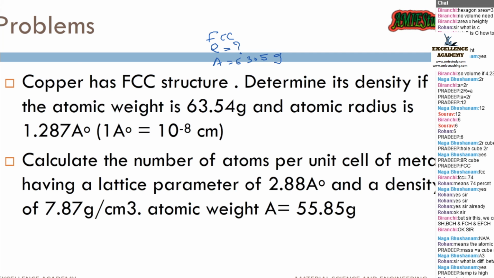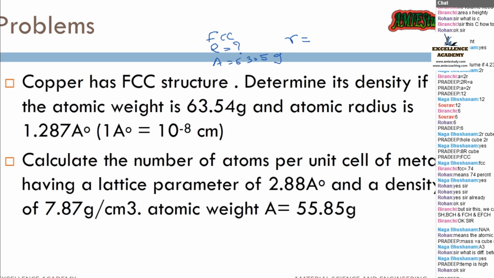Atomic radius. How will you represent atomic radius? Notation R. R equals 1.287 angstrom. So this angstrom and this gram, are they under the same unit? No. We have to convert this angstrom into the CGS system. So 1 angstrom is equal to how much centimeter? 10 raised to minus 8 centimeter. That will not be given in your question paper. You must know this conversion. Got it?